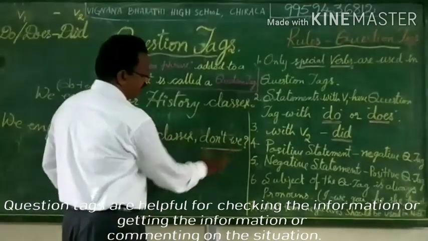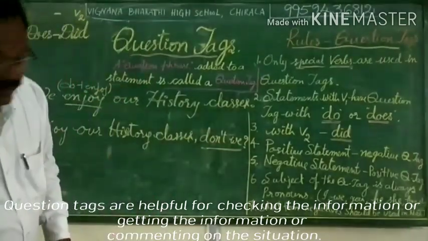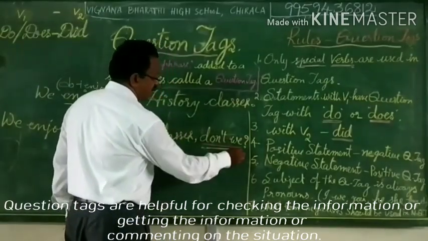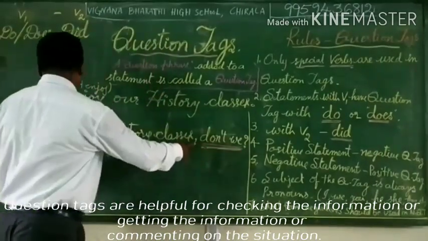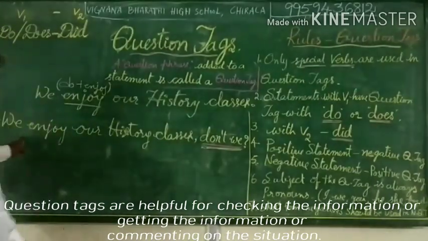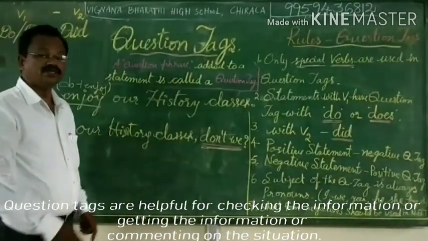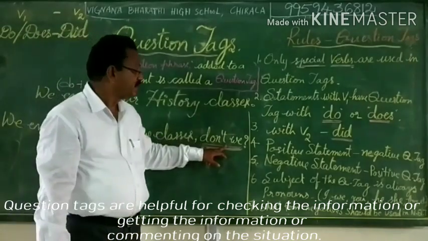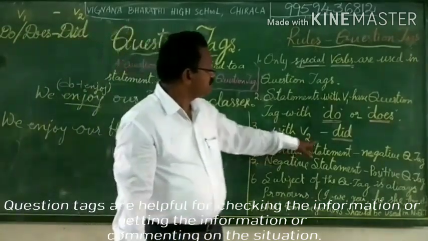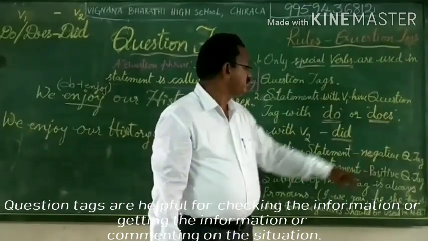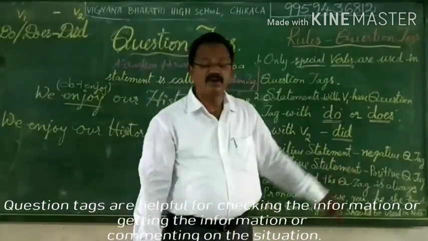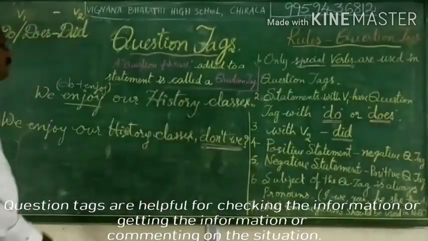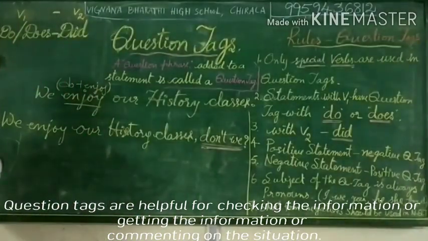This is the question tag. This part is the question tag, and this is the whole sentence. This whole sentence is in a positive sense, which has a negative question tag. Already I said, positive statements get negative question tags, negative statements get positive question tags. This is a positive statement, so it got a negative question tag.